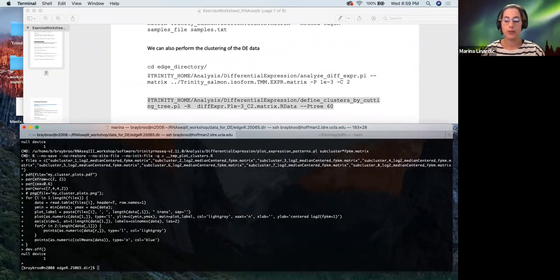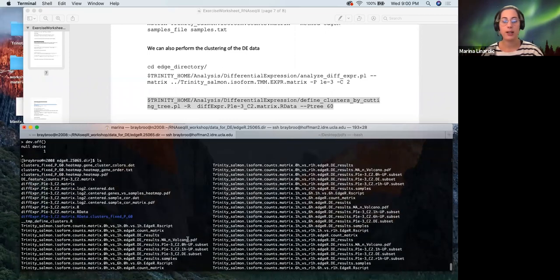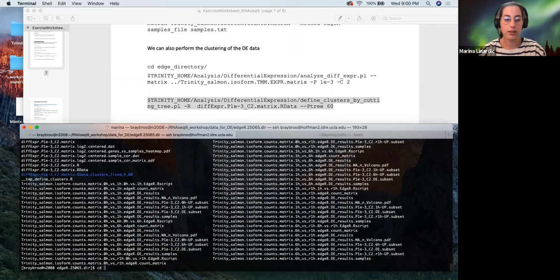There we go. If you press ls, there are going to be a lot of files now here. So we have PDFs and tables that correspond to those PDFs, and we have this matrix RData file. We're going to go into it just so you can see what it is.